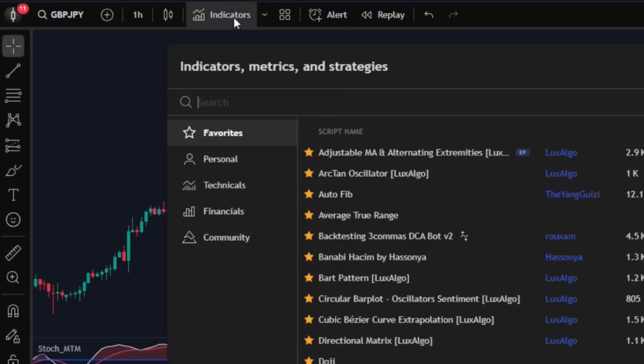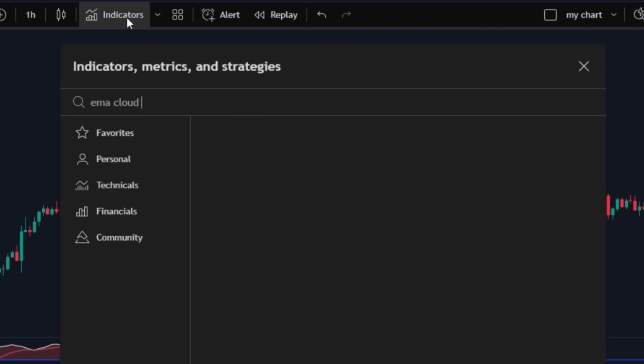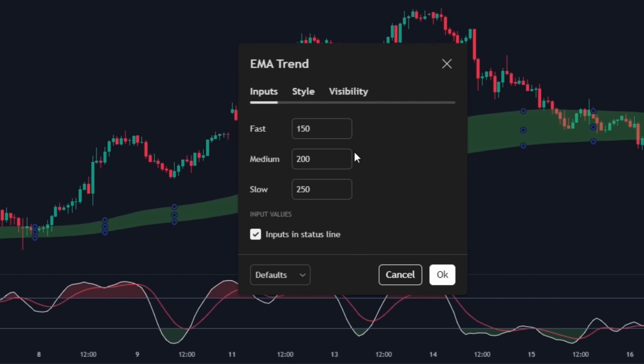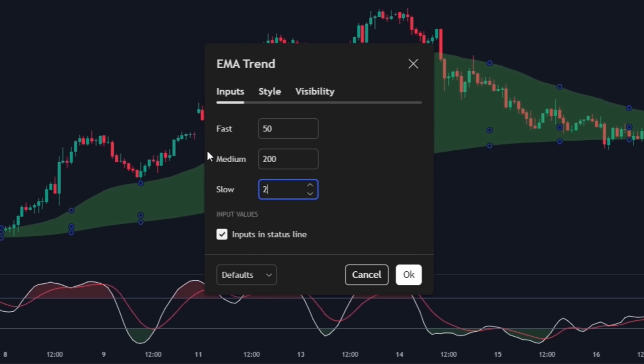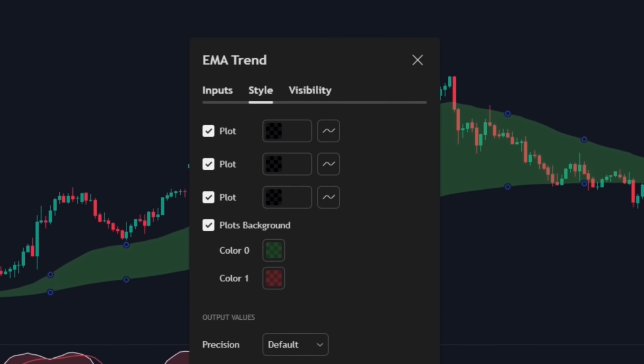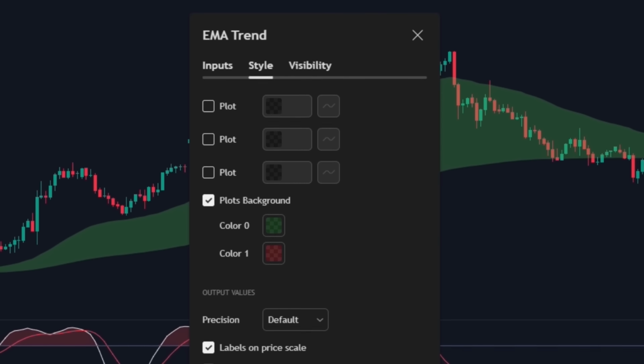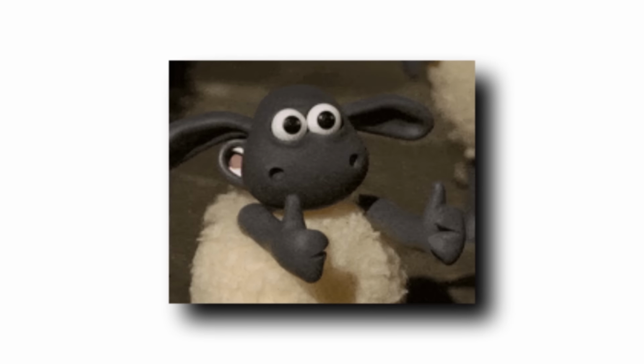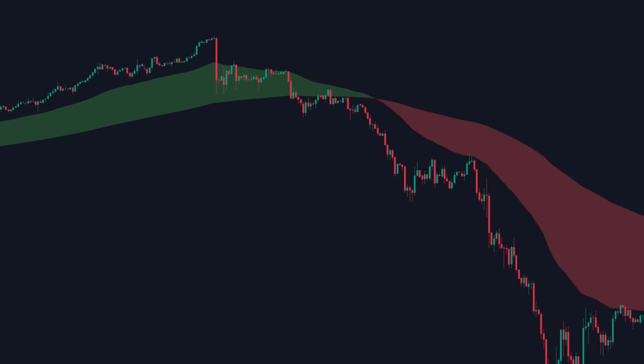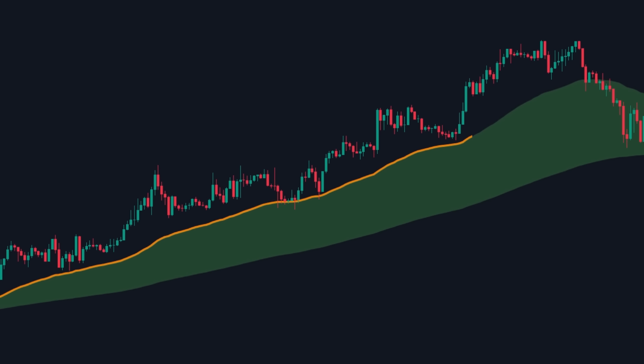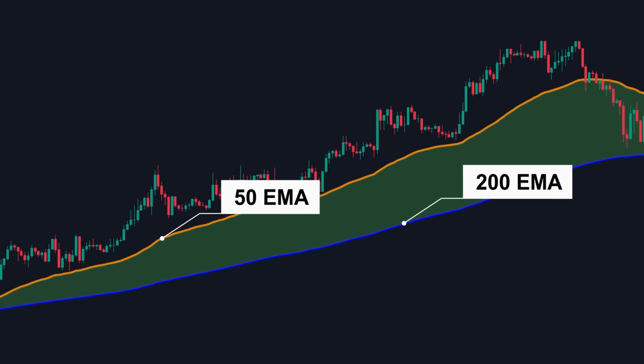First, go back to the Indicators tab. Second, type EMA Trend Cloud. Third, select this one. Fourth, in Settings, change the fast EMA to 50 and slow EMA to 200. Fifth, in the Style tab, uncheck the EMA line so we just see the cloud. This indicator is amazing because it gives us a clear visual representation of the trend. Green cloud is when the 50 EMA is above the 200 EMA, so we are in a bullish trend. Red cloud is when the 50 EMA is below the 200 EMA. That means bearish trend. No more guessing if we're in an uptrend or downtrend. Now we can see it clearly.